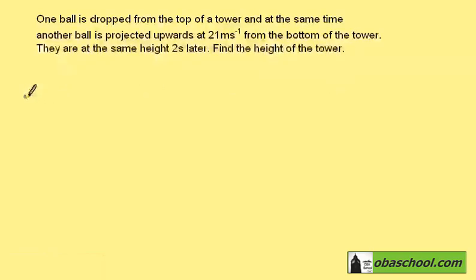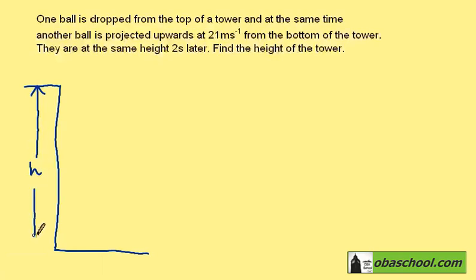A diagram can help us understand this problem. So we draw the tower and the ground. The height of the tower that we're trying to find is h. One ball is being dropped from the top of the tower. If it's being dropped, its initial speed is 0 meters per second.